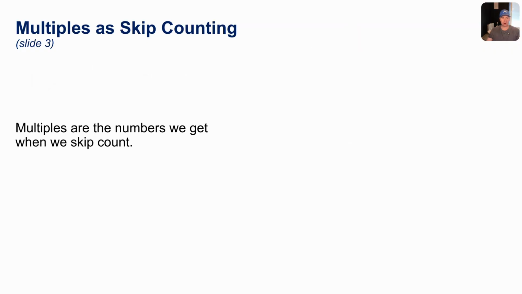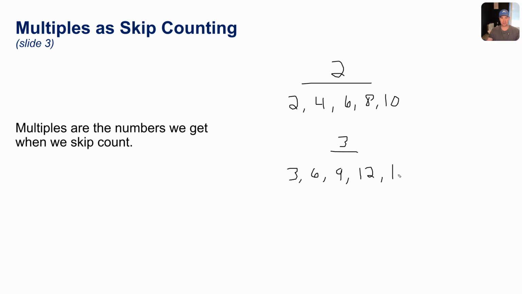Now, multiples are the numbers we get when we skip count. So again, for example, with multiples of 2, if I skip count by 2's, we have 2, 4, 6, 8, 10, and so on. Or if I take 3, we have 3, 6, 9, 12, 15, and so on, skip counting by 3. Or 5, 10, 15, 20, and so on. So I'm skip counting by each of these numbers.